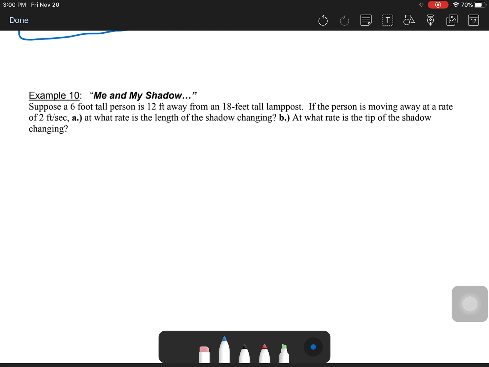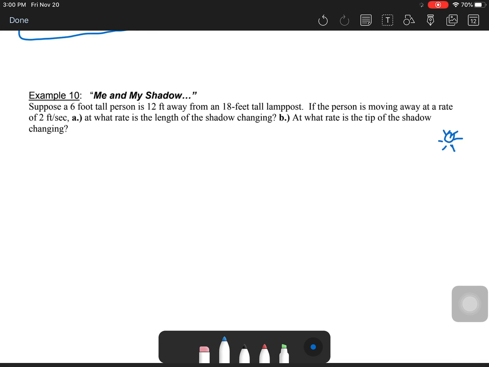Okay, last one. This is the shadow problem. These ones can sometimes be a little harder to visualize, I think, but drawing a picture is really important for these shadow problems. So it says, suppose a 6-foot tall person is 12 feet away from an 18-foot lamppost. If the person is moving away at a rate of 2 feet per second, at what rate is the length of the shadow changing, and at what rate is the tip of the shadow changing? So we'll discuss the difference between those things.